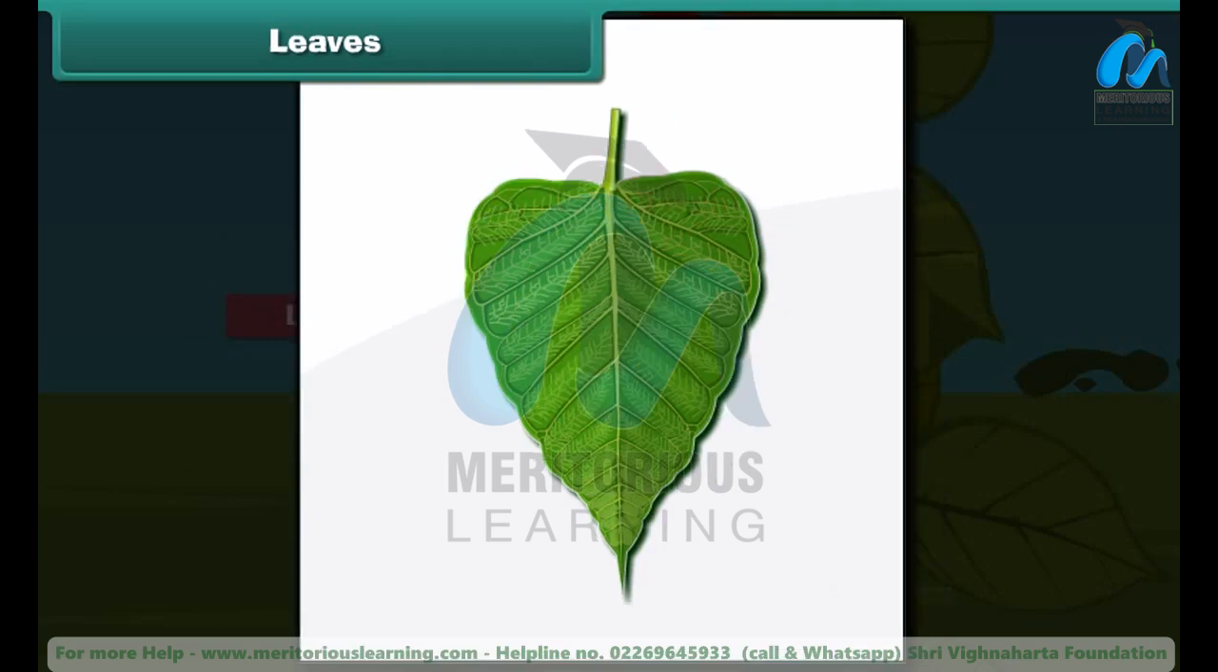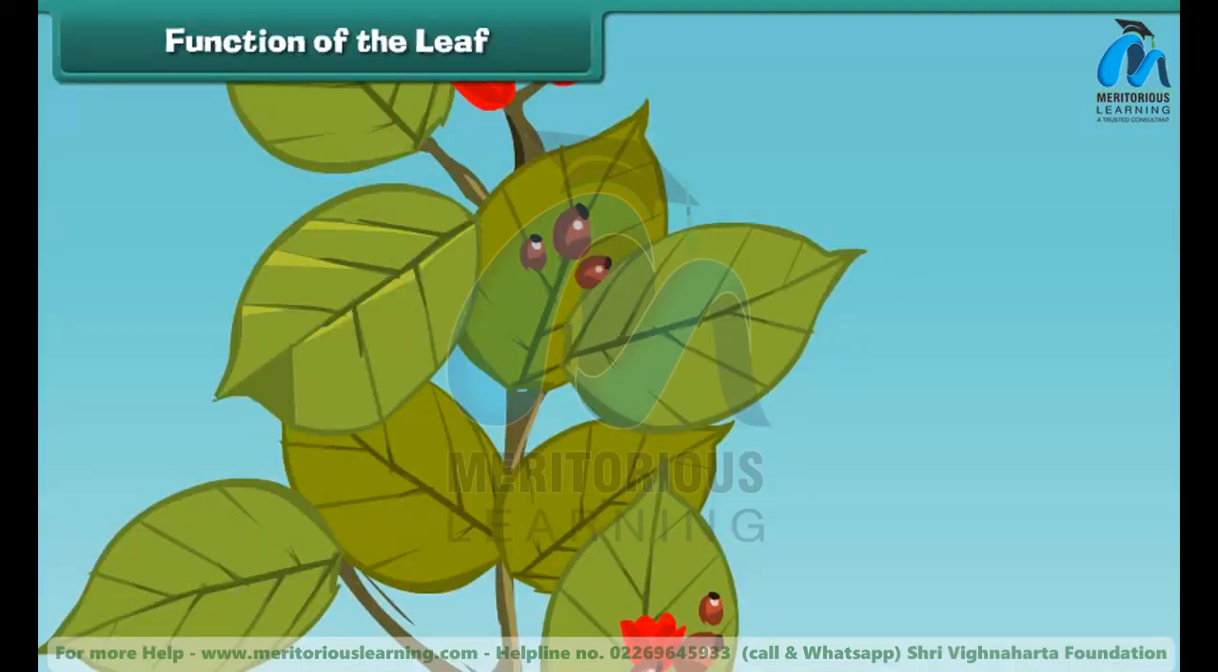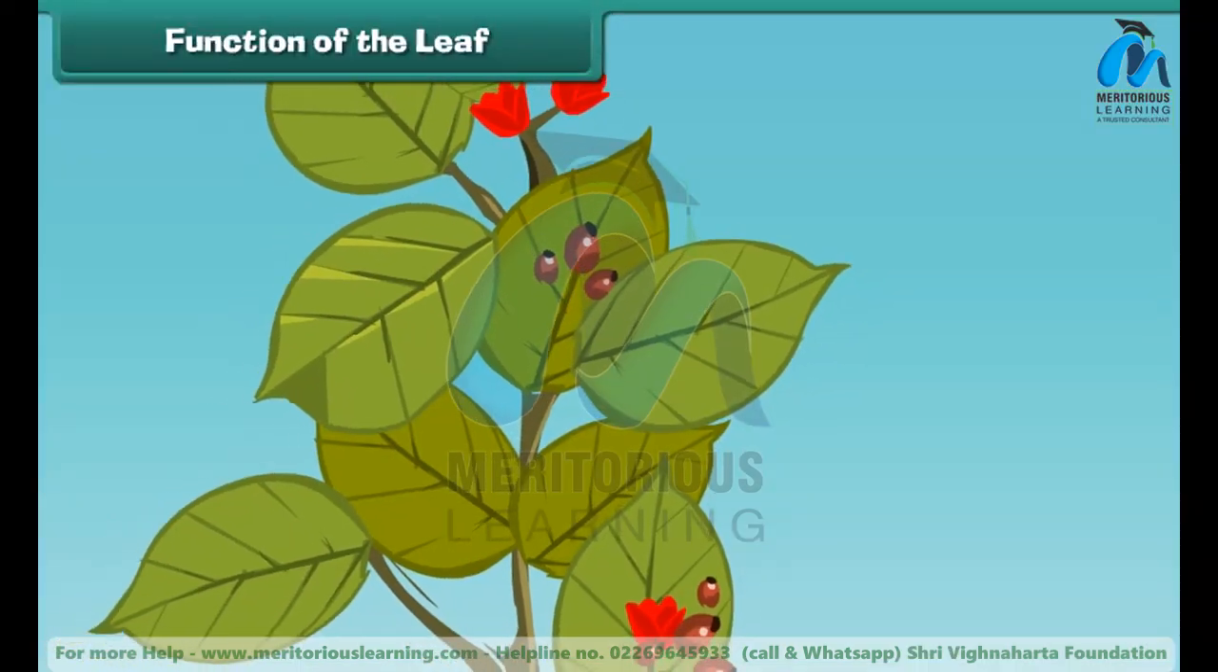The flat part of a leaf is called leaf blade. Each leaf on its leaf blade has a main vein and many small veins connected to it. Through these veins, water is circulated throughout the leaf. Now let's discuss the main functions of a leaf.